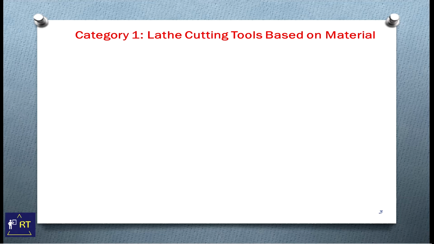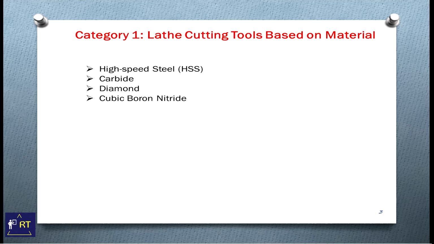Number 1 category, lathe machine cutting tool based on material. The different types are high speed steel, carbide, diamond, and cubic boron nitride. These are the four categories of lathe machine cutting tool based on material.